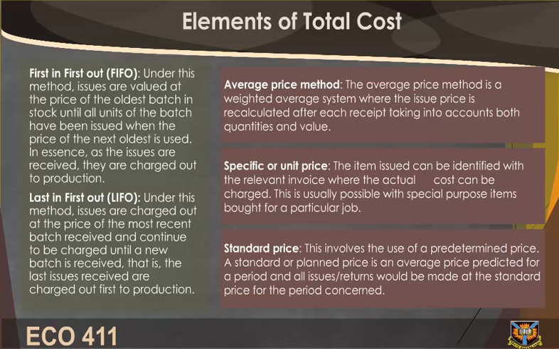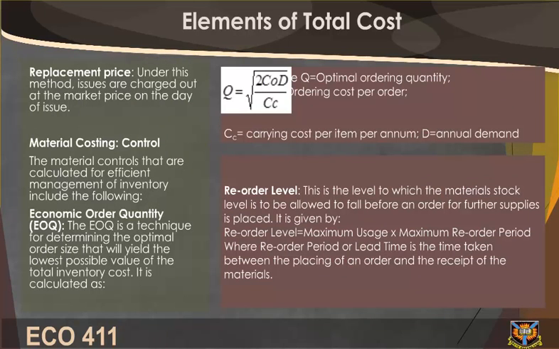Specific or unit price. The item issued can be identified with the relevant invoice where the actual cost can be charged. This is usually possible with special purpose items bought for a particular job. Standard price. This involves the use of a predetermined price. A standard or planned price is an average price predicted for a period, and all issues or returns will be made at the standard price for the period concerned. Replacement price. Under this method, issues are charged out at the market price on the day of issue.